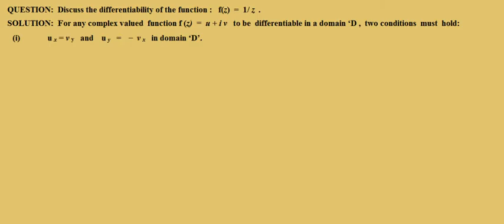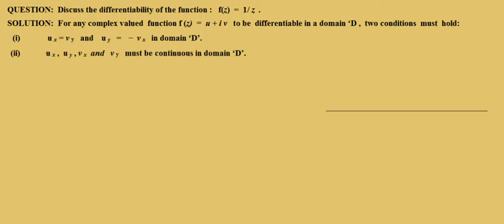Number 1, ux = vy and uy = -vx at all the points in the domain D, and the second is ux, uy, vx and vy, these partial derivatives must be continuous at all the points in the domain D. Here ux means the partial derivative of u with respect to x, and uy means the partial derivative of u with respect to y, and in the question our domain D is the whole complex plane.